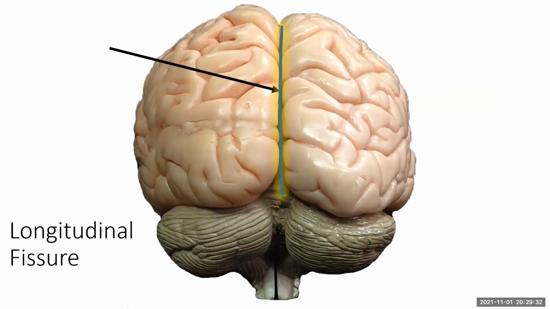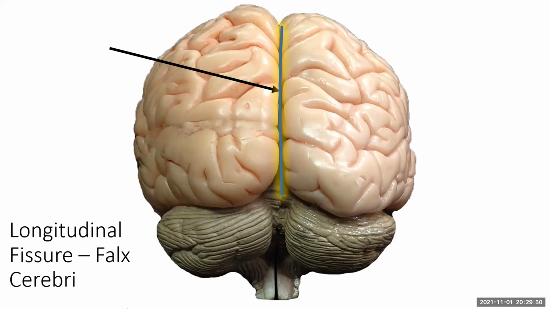Okay, so that blue line there that's highlighted with yellow, that represents the longitudinal fissure. And that is that deep depression that sits in between your left cerebral hemisphere and your right cerebral hemisphere. And what sits in that longitudinal fissure is that outer layer of the cranial meninges, the Dura Mater. That outer layer of the Dura Mater that sits in that space is called the Falx Cerebri. The Falx Cerebri occupies the longitudinal fissure.